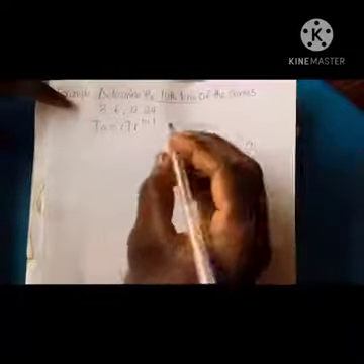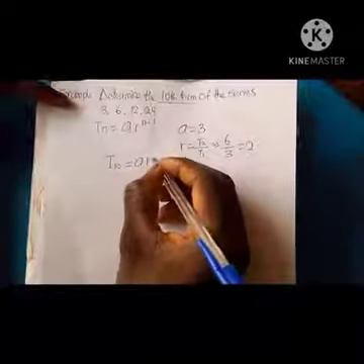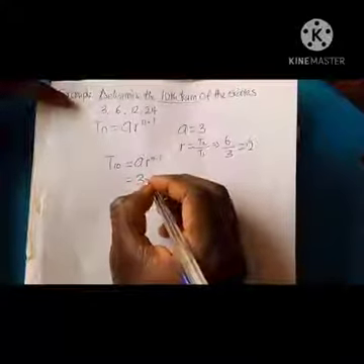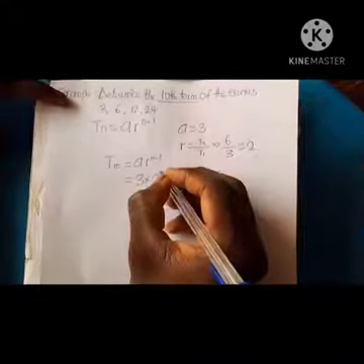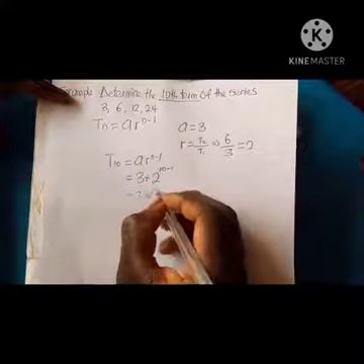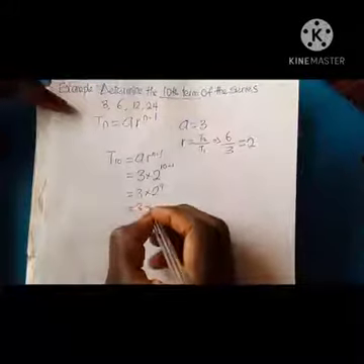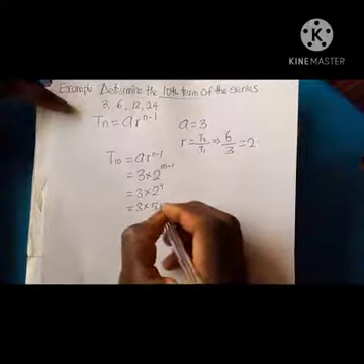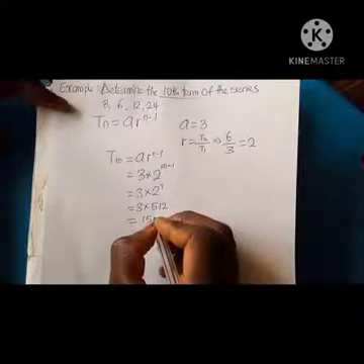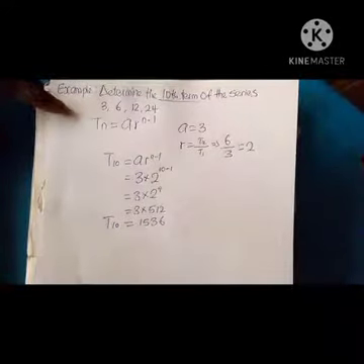So we are having T10 is equal to ar^(n-1), which is equal to our a is 3, multiplied by 2, and our n is 10 minus 1. So we are having 3 multiplied by 2 raised to the power of 9, and 2 raised to the power of 9 is 512, and we are having 1536. This is our T10. That's very simple. Just input your formula.